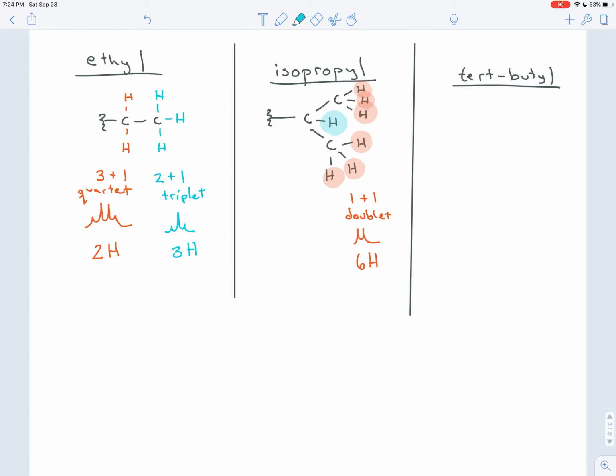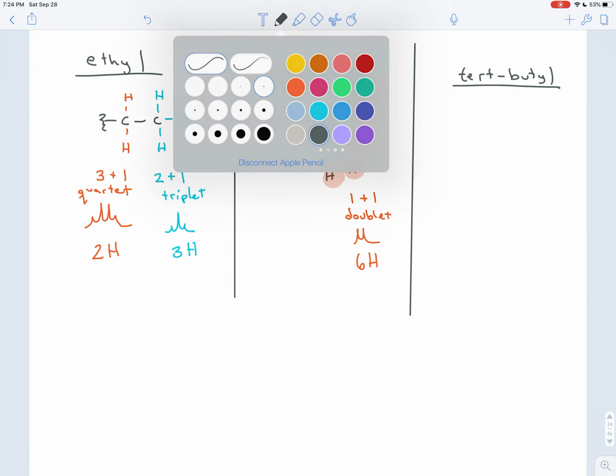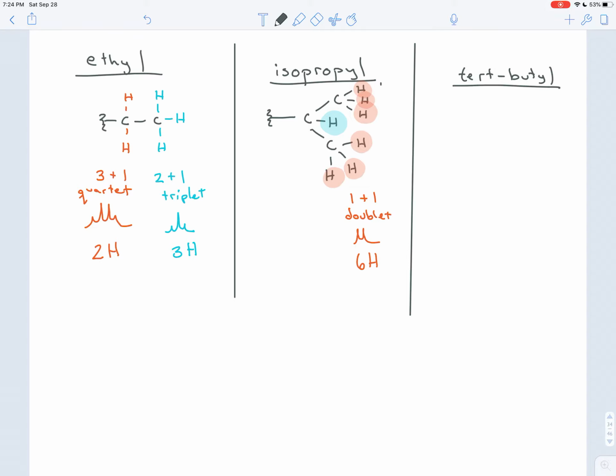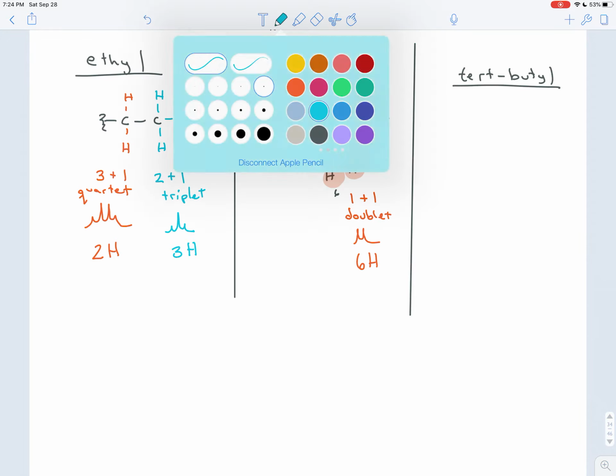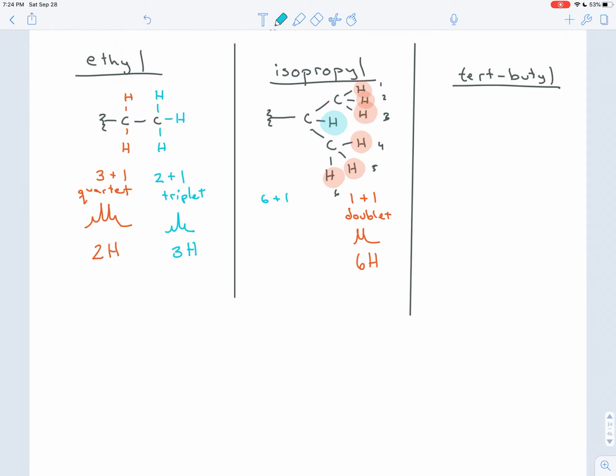The one hydrogen that's all by itself, it's next to 6 identical hydrogens. 1, 2, 3, 4, 5, 6. So by the n+1 rule, the splitting pattern for that would be 6 + 1, or a septet. So 1, 2, 3, 4, 5, 6, 7. And the integration value for that should correspond to 1 hydrogen. So if you ever have a septet and a doublet in a spectrum, especially with those integration values, 1 hydrogen for the septet, 6 for the doublet, you have an isopropyl group.